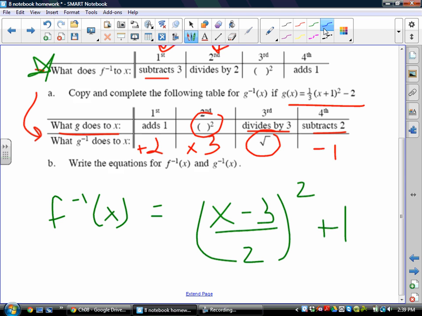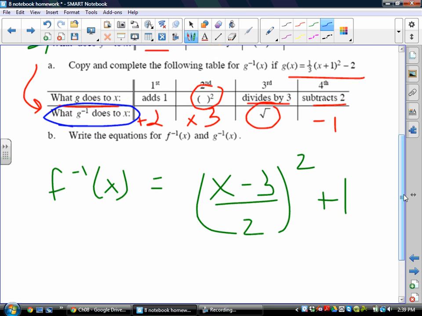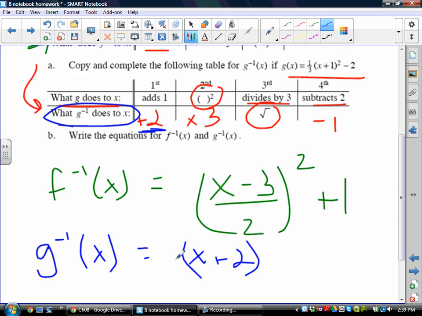And now g of x, or g inverse of x, is the second table that we had to fill in. Okay? So g inverse of x, I'm going to start with x. First thing I do is add 2. Then I need to multiply that by 3. Then I need to take the square root of all that. Last, I subtract 1. Okay? So there are your two inverse equations.